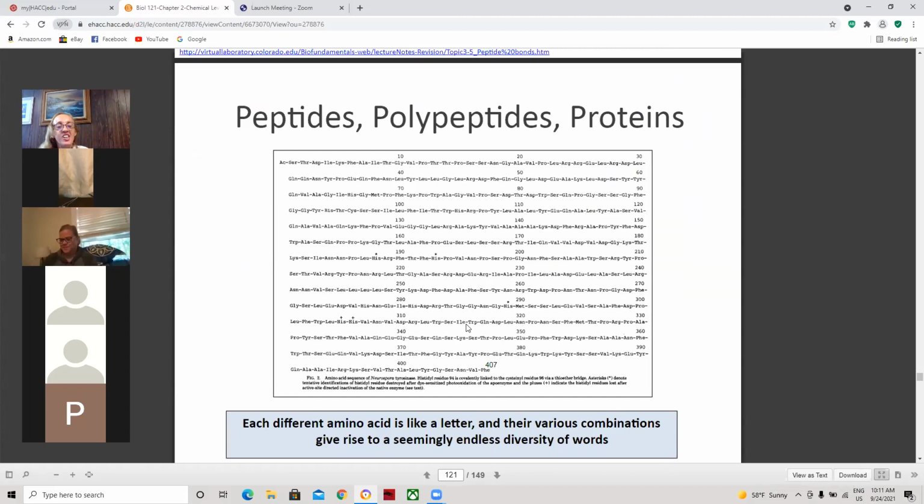But this is just an example of an enzyme's amino acid sequence. So each different amino acid is like a letter, and their various combinations can give rise to an endless diversity of words.